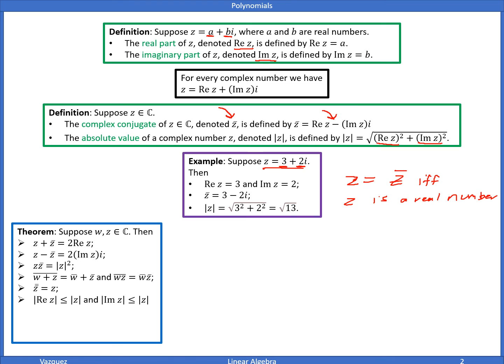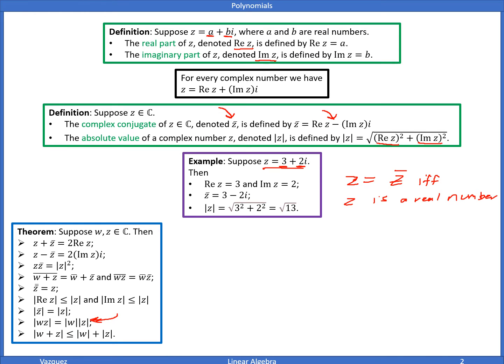Another part, the absolute value of the real part of z is less than or equal to the absolute value of z. Same thing with the imaginary part of z. The absolute value of the conjugate is exactly the absolute value of z. The absolute value of the product of complex numbers is equal to the product of the absolute values.